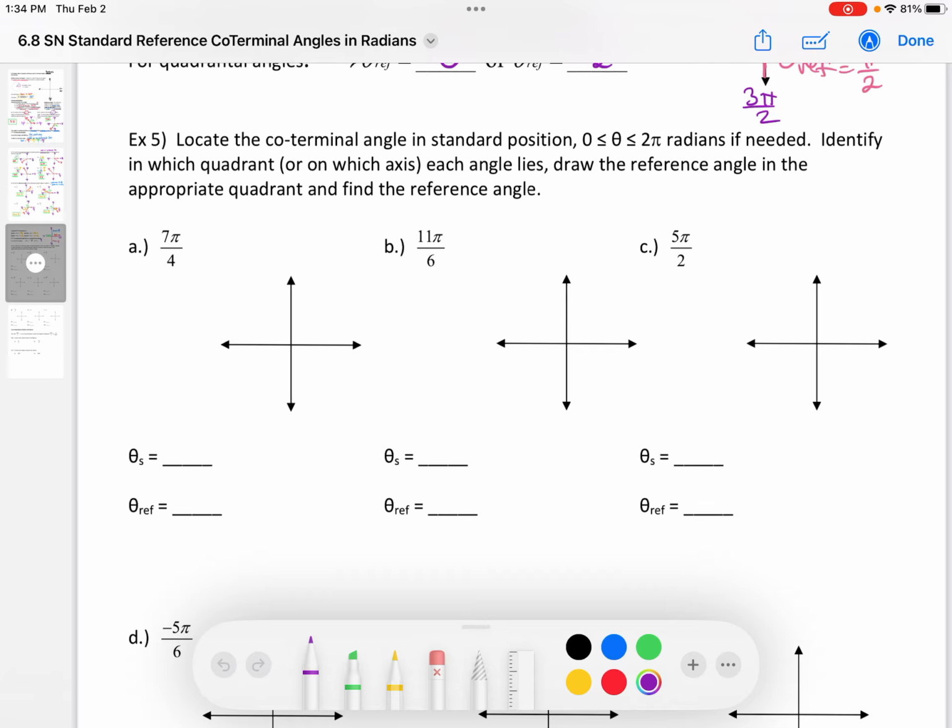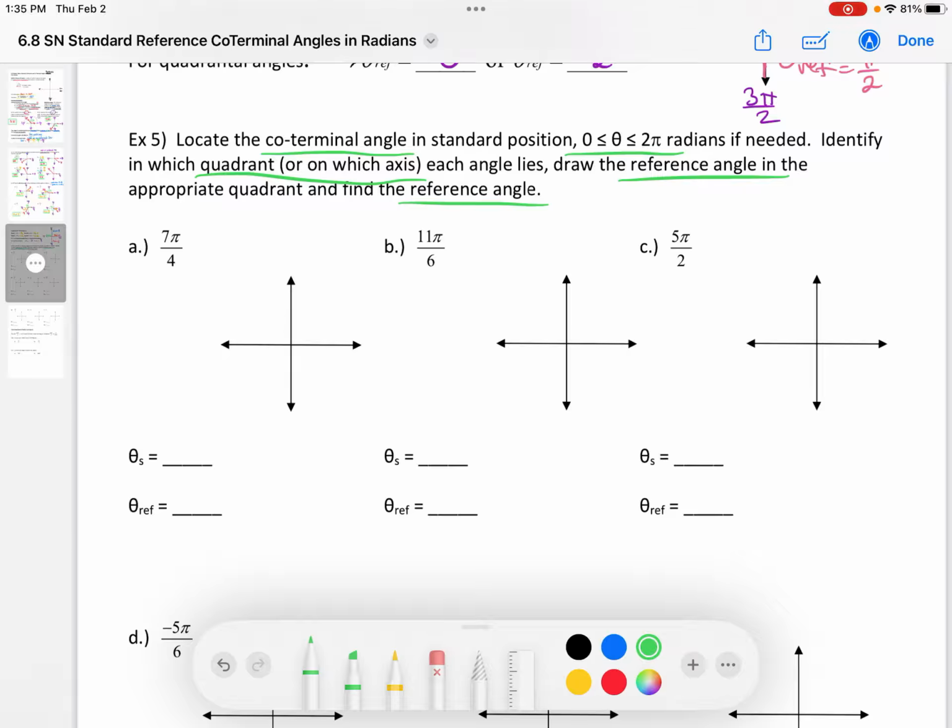So example 5 is where we left off, and this has quite a few instructions in it. It wants us to find a coterminal angle, if we need it, between 0 and 2 pi. And it wants us to find out which quadrant or on which axis it lies. Then draw the triangle and find the reference angle. So we're putting all of this together.